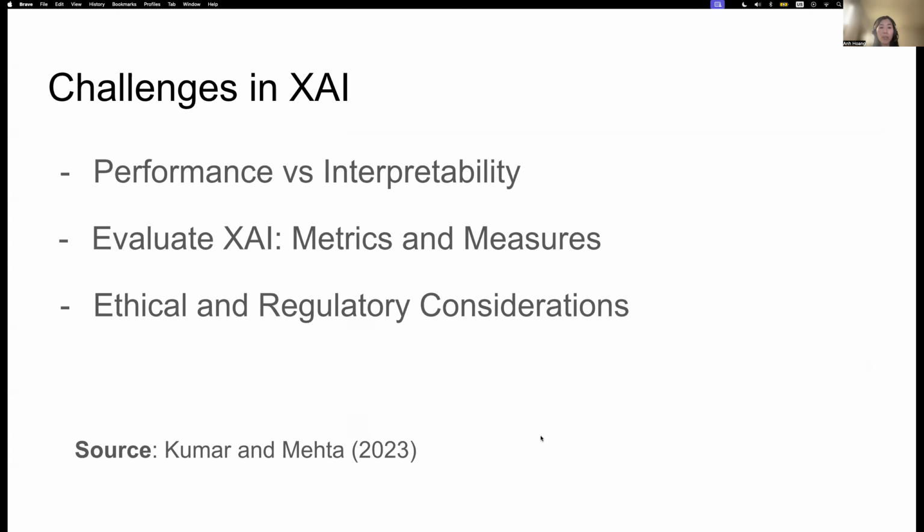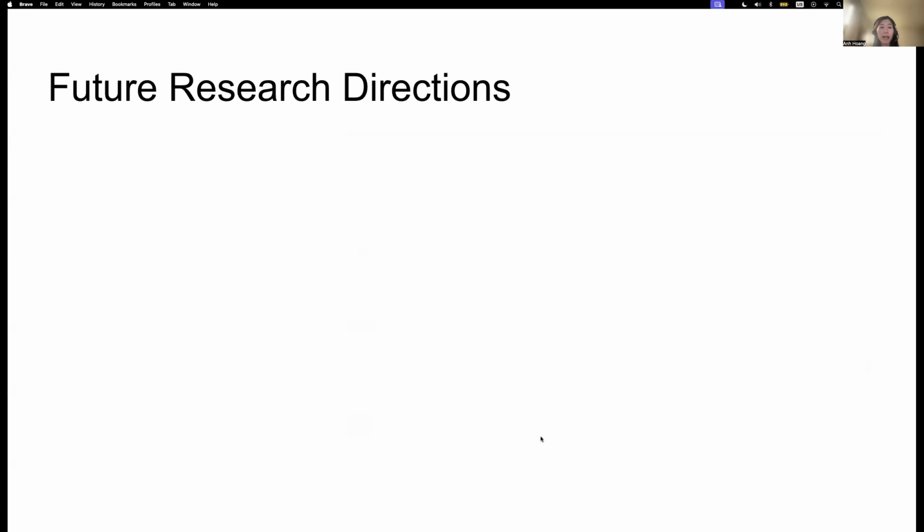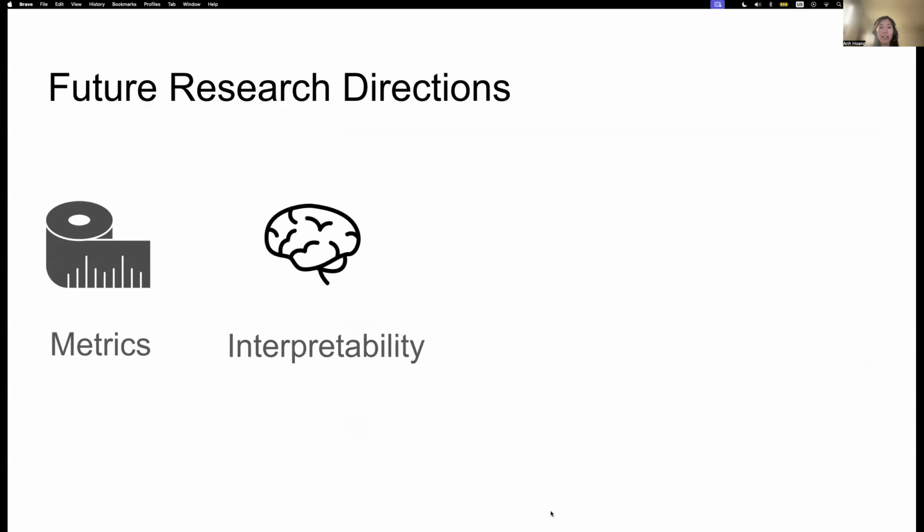So, what can we do to improve this issue? That's where future research comes in. Looking ahead, future research should focus on, first, metrics. We need a consistent way to measure how good or trustworthy an explanation is. Second, interpretability. Explanations should be clear not just for developers, but also for everyday users and professionals in different fields.